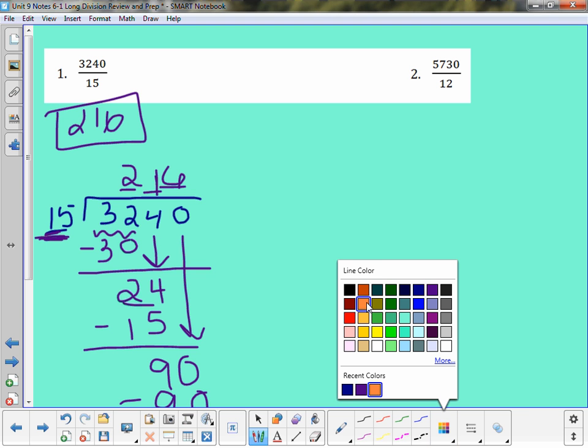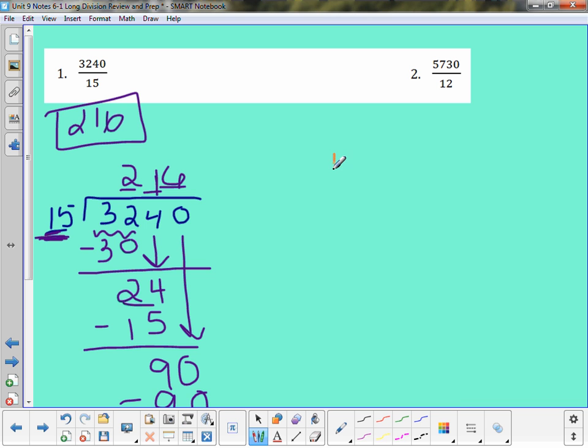Let's take a look at number 2. So for number 2, we're taking 12 and we're dividing 5,730. Well, 12 is never going to go into 5, so we want to figure out how many times 12 can go into 57. So I'm thinking 12 times 2 is 24, times 3 is 36, times 4 is 48, and then times 5 is going to be all the way up to 60. So that's not going to quite fit into 57. So 12 can go into 57 4 times.